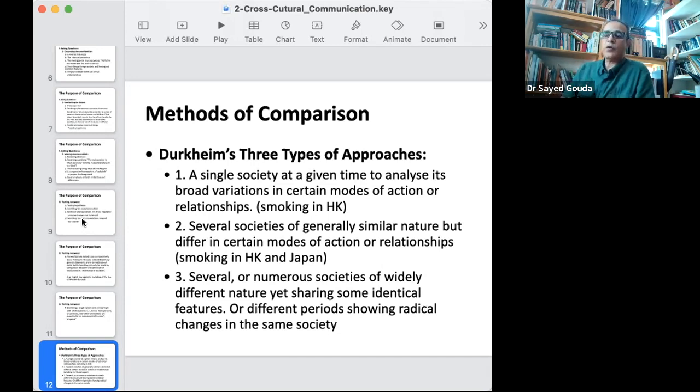The third approach: numerous societies, widely different in nature, yet sharing some identical features, or different periods showing radical changes in the same society. Different periods, like picking one phenomenon and comparing that phenomenon 100 years ago and the same phenomenon in our time now, within the same society, or in more than two societies. So these are the three types of approaches to do comparisons according to Emil Durkheim.